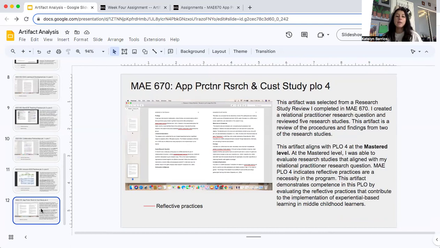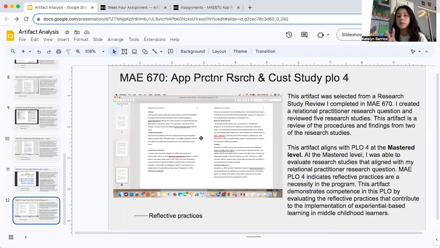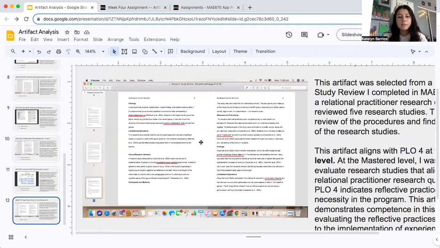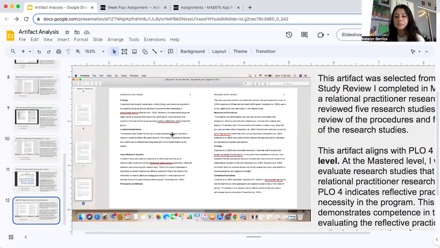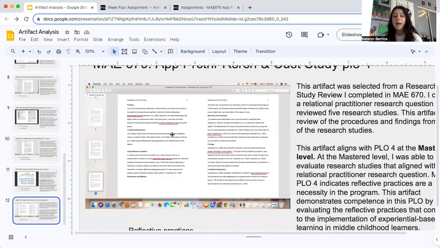My last artifact was selected from MAE 670, and this artifact was a research study review that we completed in this course. So we chose a relational practitioner research question and then went ahead and found 5 research-based studies that would inform our question. So this artifact just focuses on 2 of the research studies, and I underlined some reflective practices that I found, based on experiential-based learning, project-based learning, some game-based learning, and really what the positive effects were of that. And this aligns with PLO 4 at the master's level.